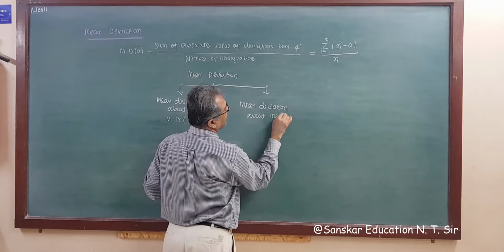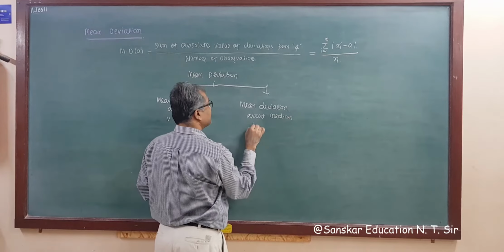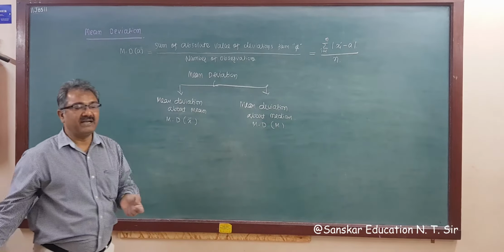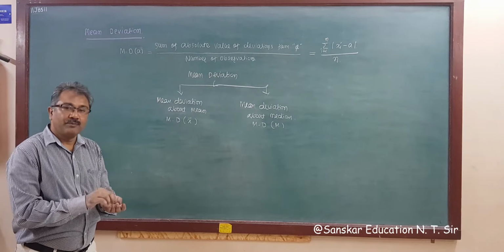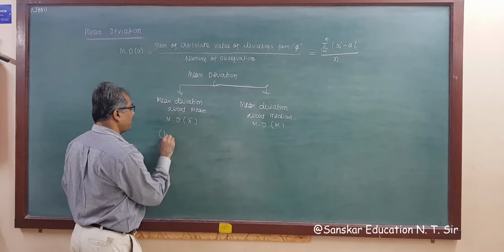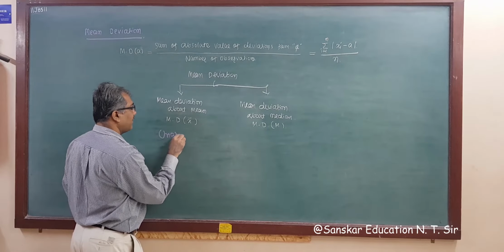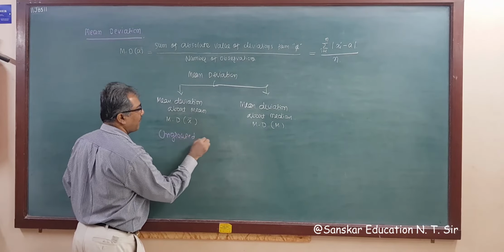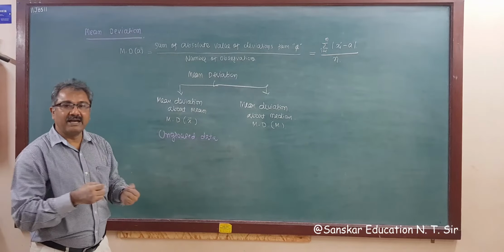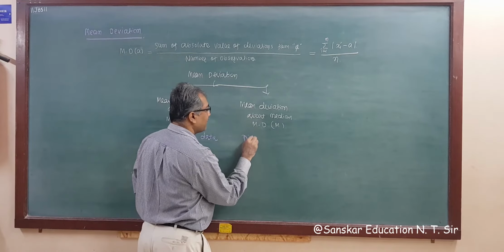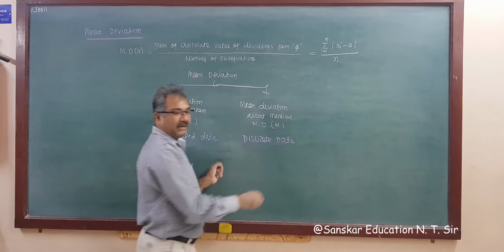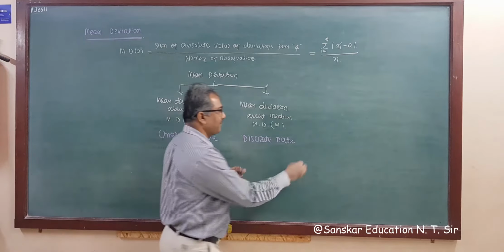And the mean deviation about the median is the mean deviation about the median, where the median is M. So this is the mean deviation about the median. Now we learn three types of data. First ungrouped data, then discrete data, and last is continuous data.